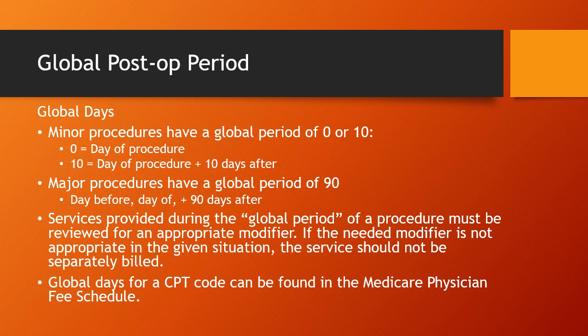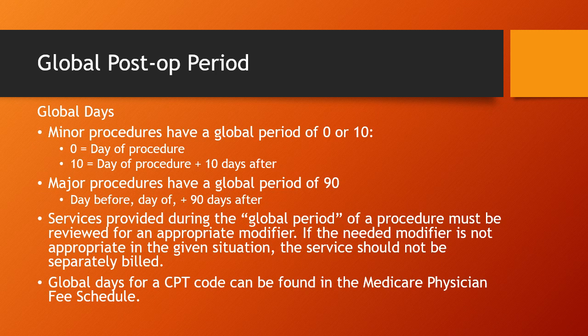Okay, so when I'm talking about global days, minor procedures have a global period of 0 or 10. It is really important to be able to identify minor procedures versus major procedures given the global days. And the reason that's important is because the rules are going to change depending on whether I'm dealing with a minor procedure or a major procedure. So minor procedures have a global of 0 or 10.